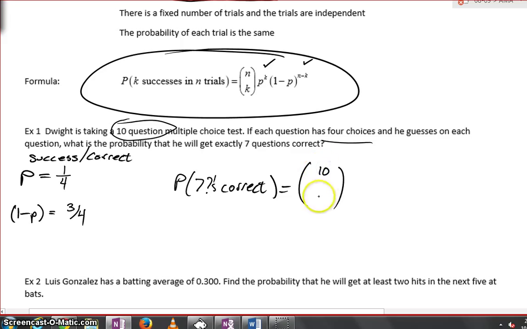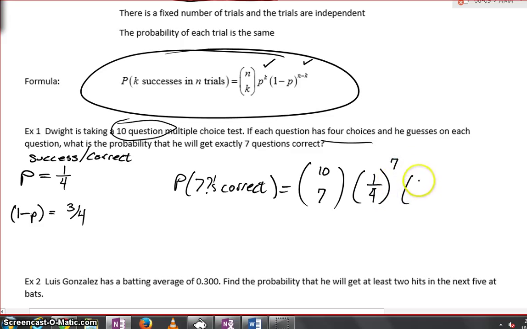10. There are 10 questions. Out of 10, choose how many of them? 7. We want 7 correct answers. And then we could say, well, what's the probability of getting a problem correct? We'd get 1/4. And raise that up to the 7th.